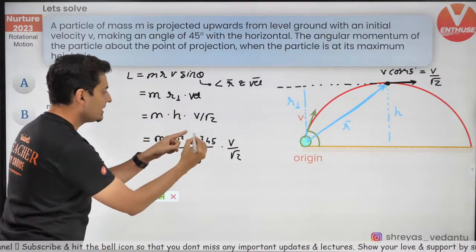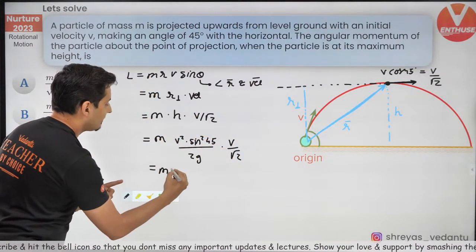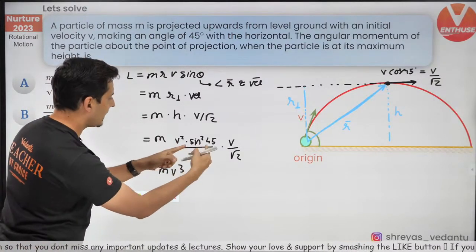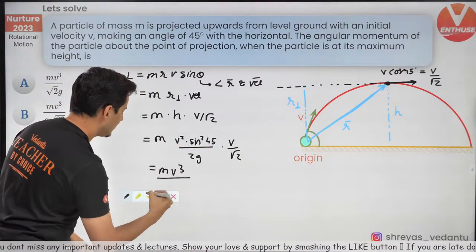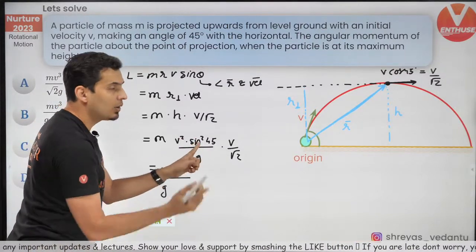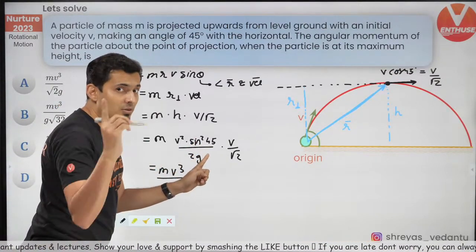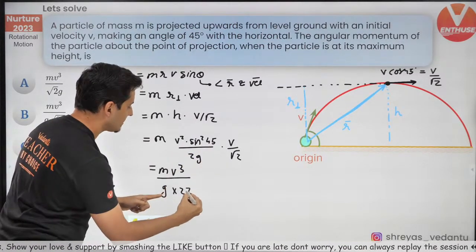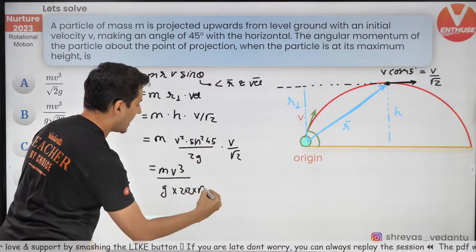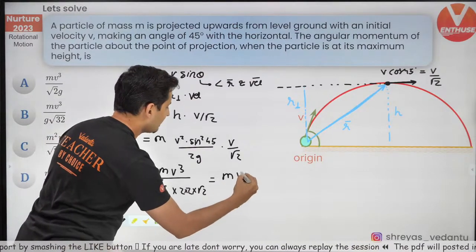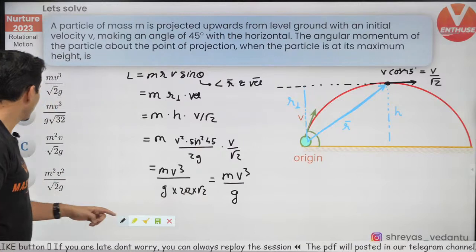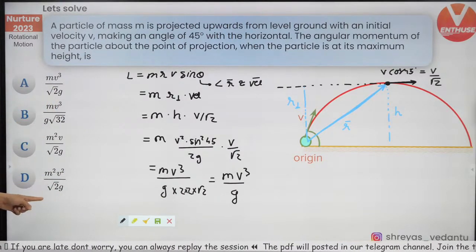Interesting. m into v square into v will be m v cube. Okay, great. And there is g over here. Sine 45 is 1 by root 2. Square of that is 1 by 2, so you get 2 from that. This 2 as it is, and this root 2 as it is. So this will become m v cube by g. Two 2s are 4, so 4 root 2. Oh, 4 root 2 is not there.